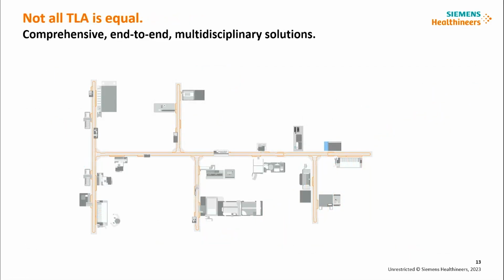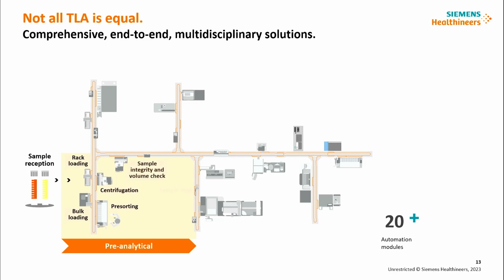Not all TLA or total lab automation are equal. There is a difference. When we say that Siemens provides you a comprehensive end-to-end solution, it's from the time that you place the tube on the track till the disposal of the tube. So it's end-to-end solution, one touch, one flow. From the moment that we load the samples on the analyzer, immediately all the pre-analytical tasks will be automated, like centrifugation, decapping, mixing. Everything will be done by our modules.